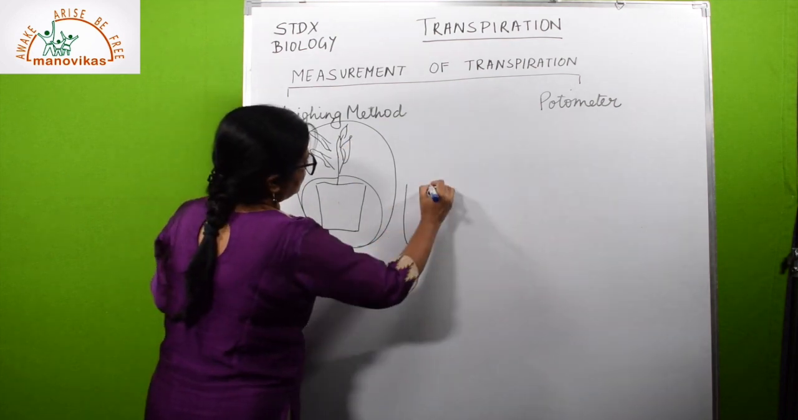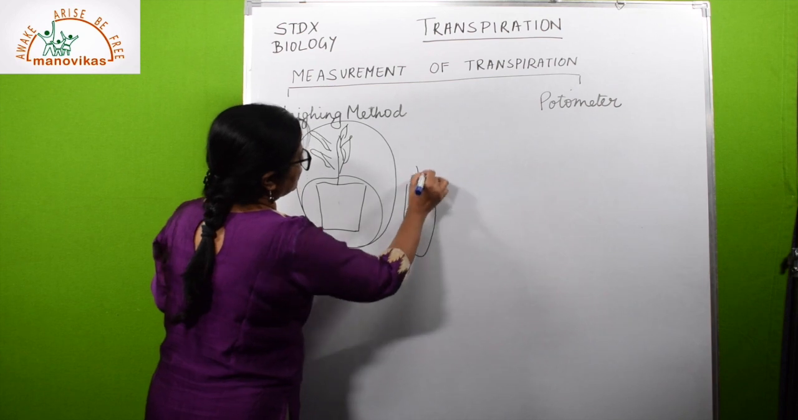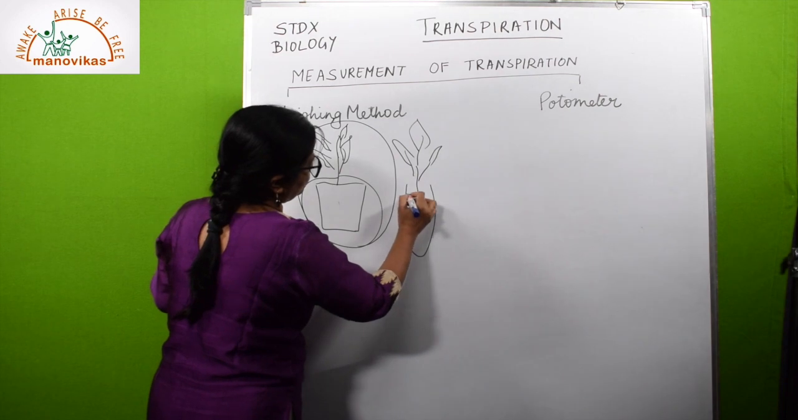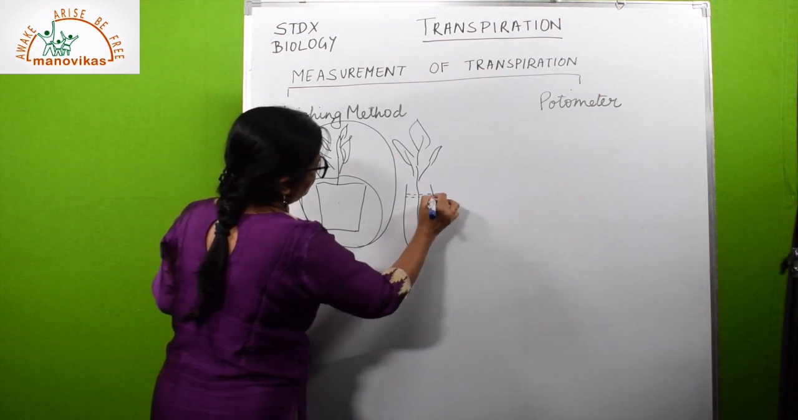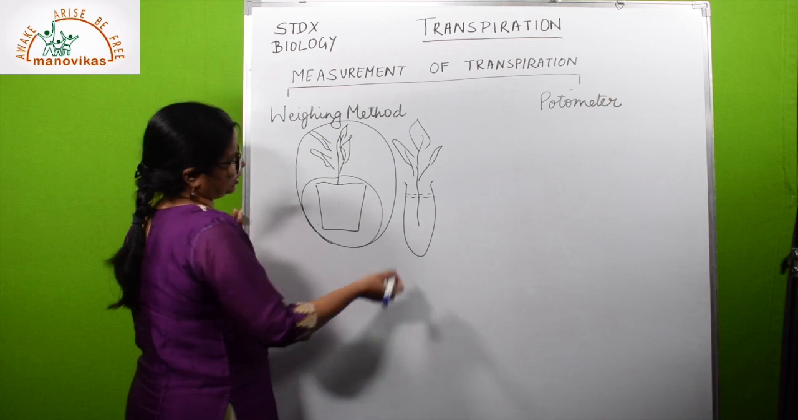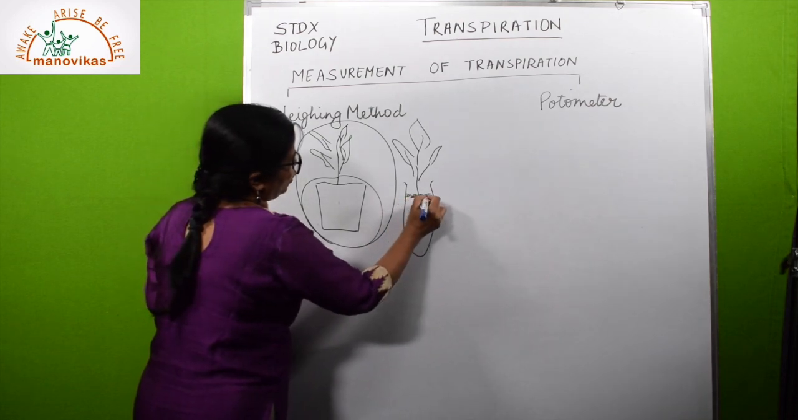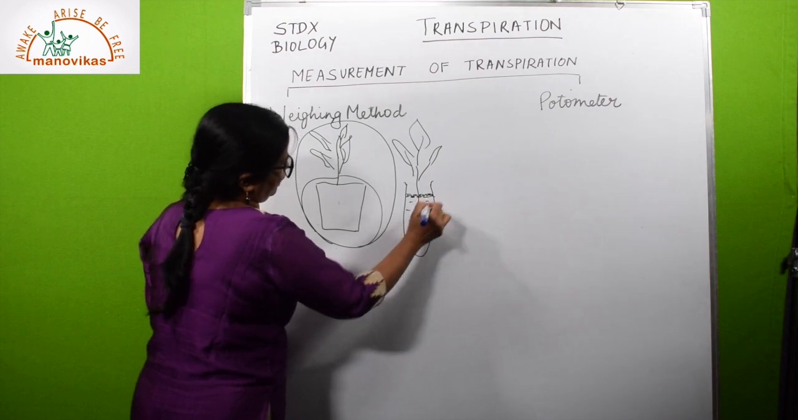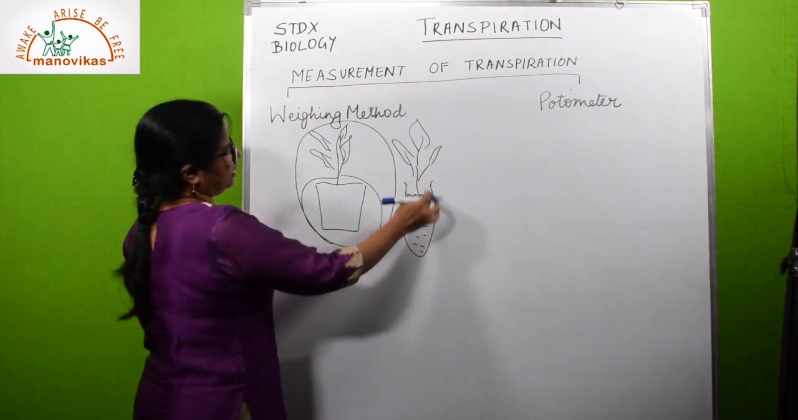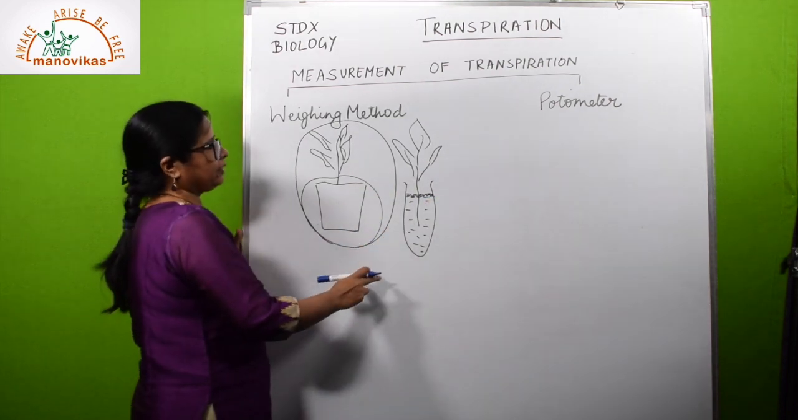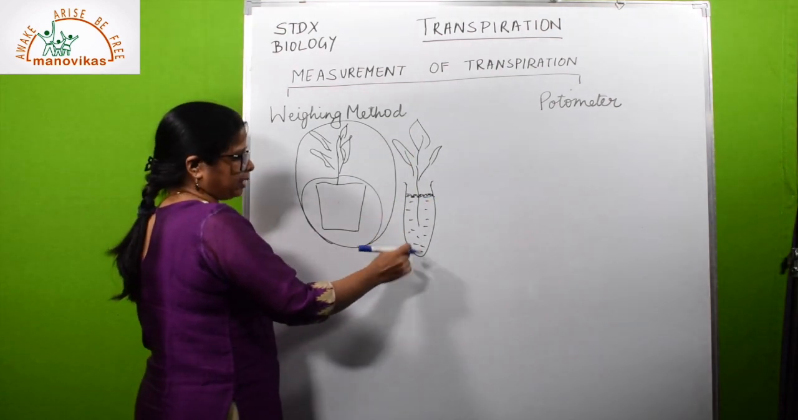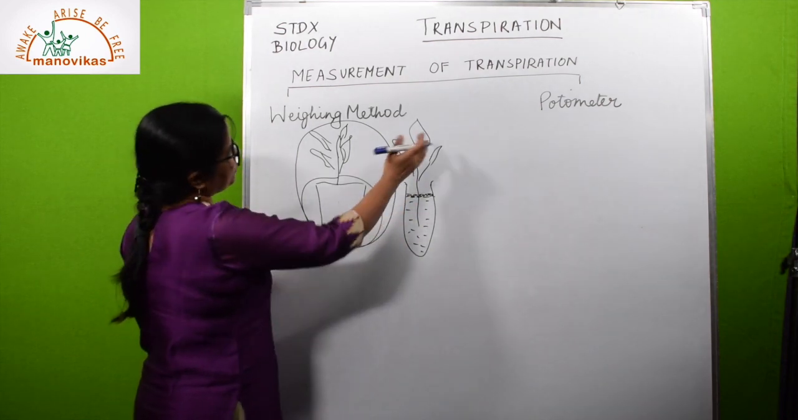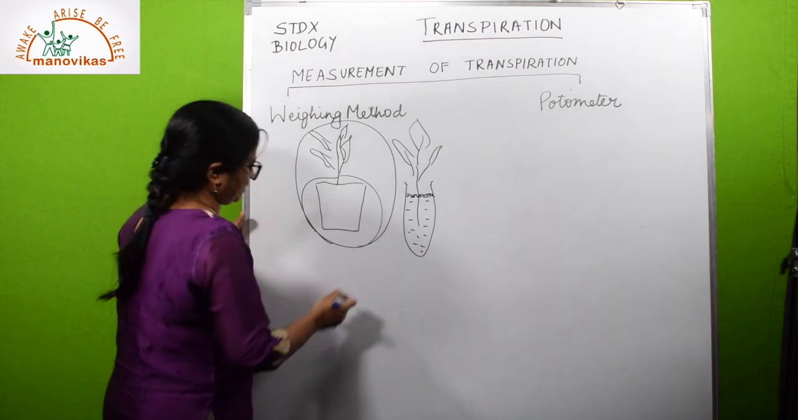Another method is this way. We take a shoot, a twig, and we keep it in a test tube. We put one layer of oil here. Why are we putting oil here? It's an important question. This is the layer of oil, and down there is water. After a while you'll see that the level has gone down, but you can take the weight of the plant in the beginning of the experiment, and after a while you can take the weight again. You will see there'll be a difference in weight. This difference shows how much water has been transpired.